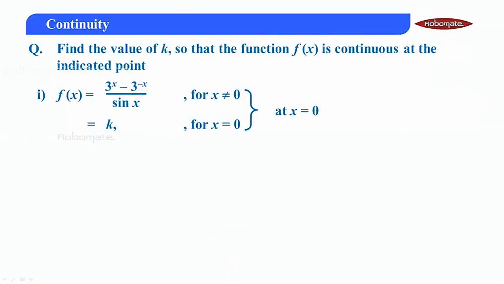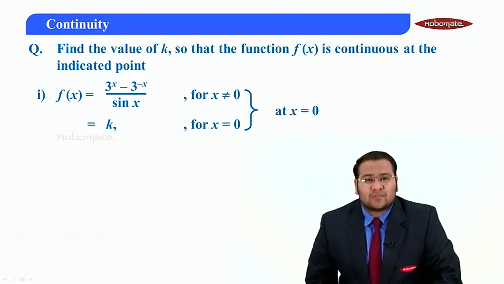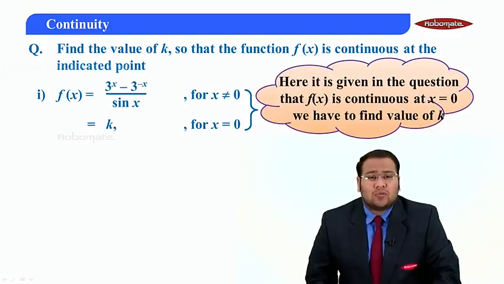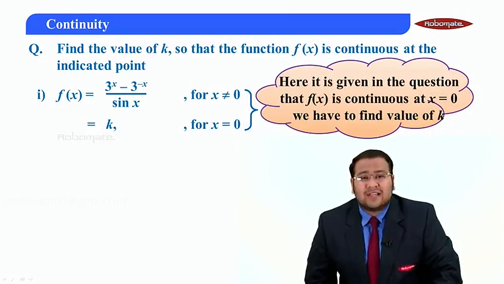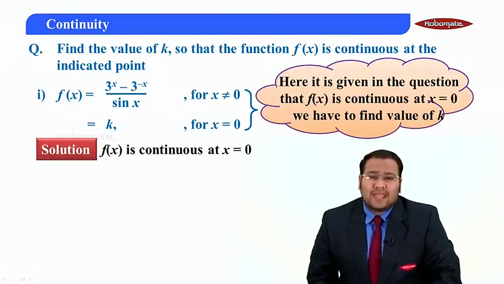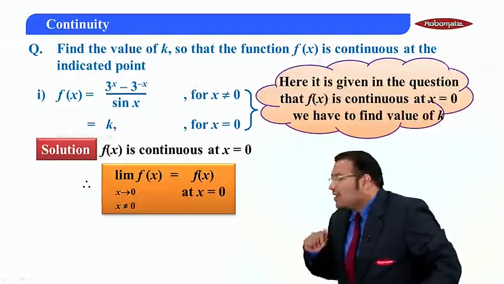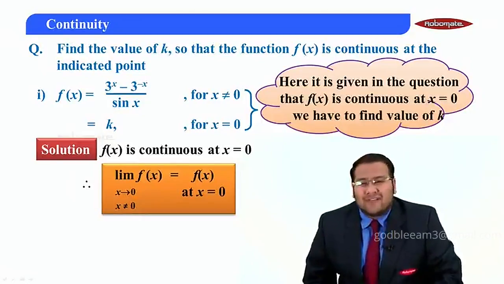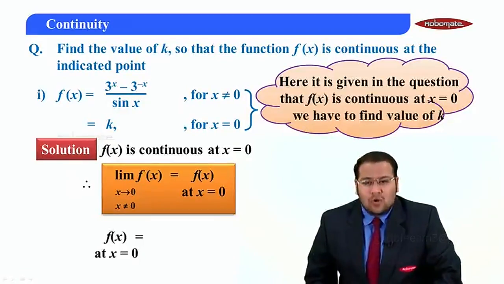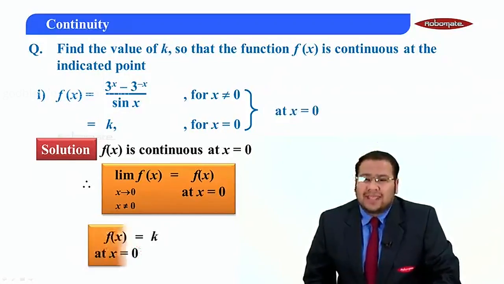You need to find the value of k so that the function f of x is continuous at the indicated point. In this case it is 0. So I can say here it is given in the question that f of x is continuous at x equal to 0. We have to find the value of k. If f of x is continuous at x equal to 0, you already know this equation. It simply states limit x is tending towards 0 f of x is equal to f of x at x equal to 0. So f of x at x equal to 0 is your required value, that is k.